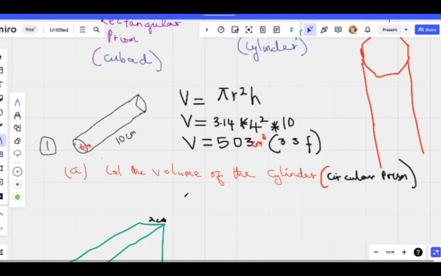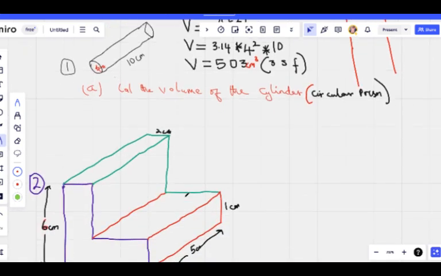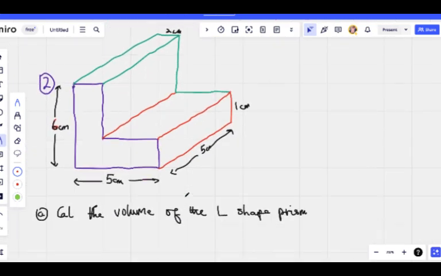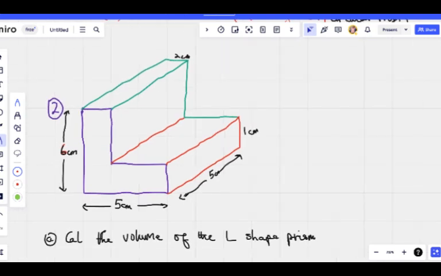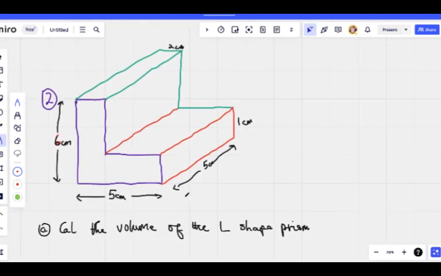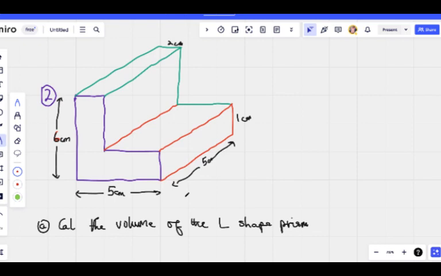Now let's go to the next question. The next question says, calculate the volume of the L-shape prism. So we're going to find the volume of this L-shaped prism. See? We have another type of prism. Prisms come in different shapes.